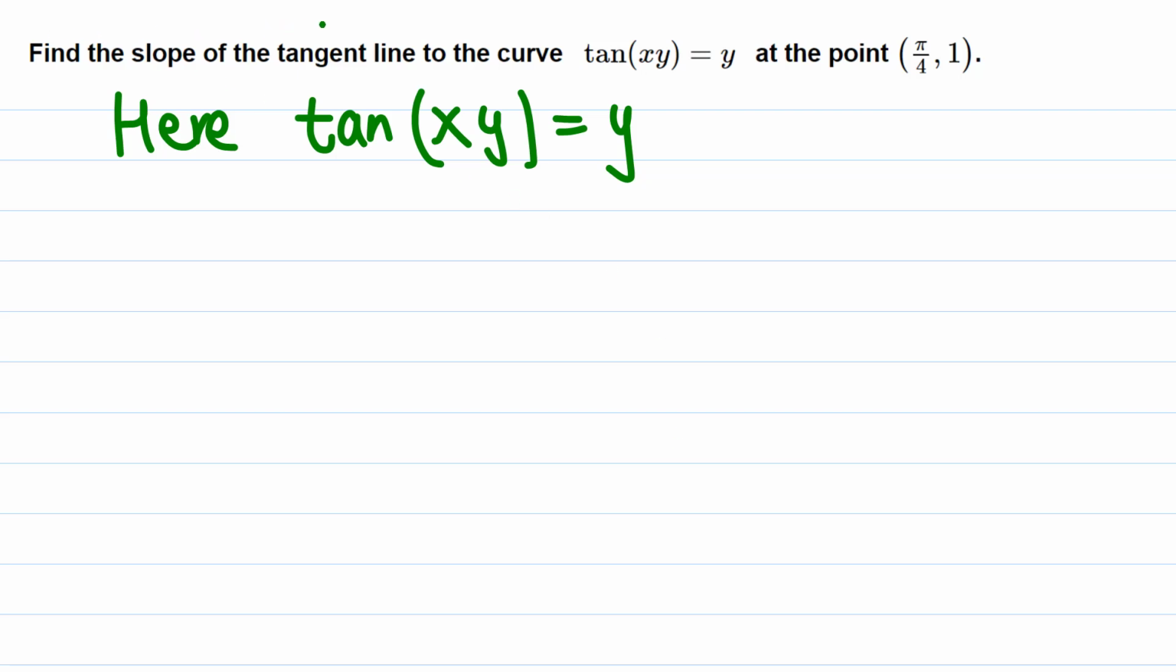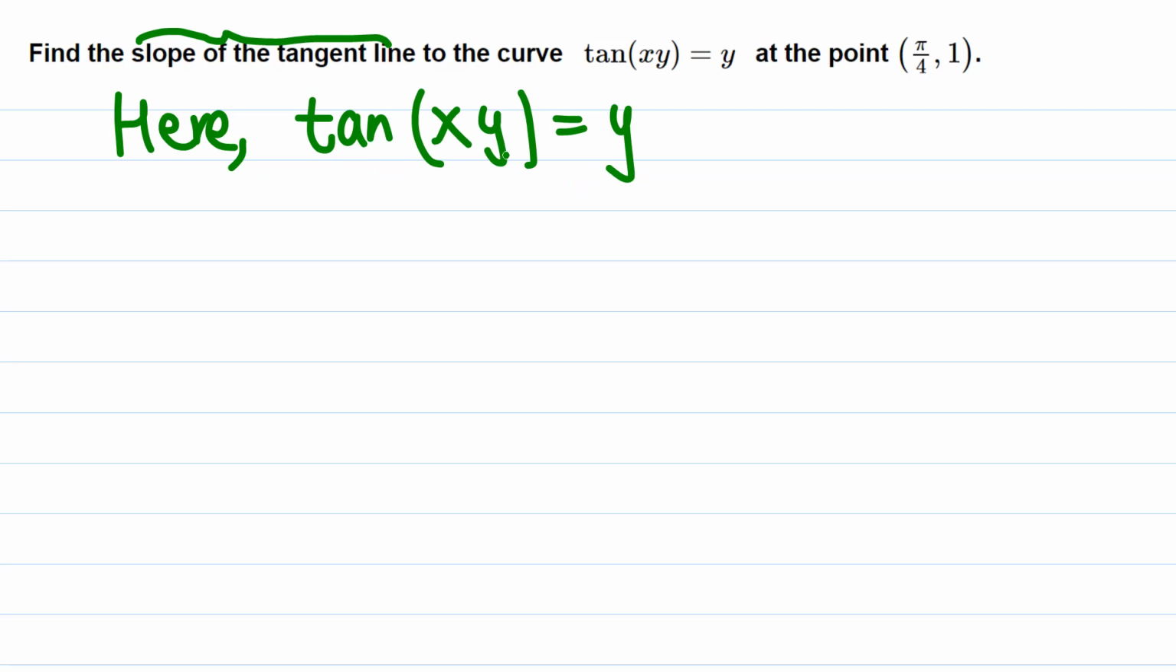Find the slope of the tangent line to the curve. So we got a curve here at the point (x, y) = (pi over 4, 1). So we got the curve tangent of xy equals y. And we know that slope of tangent line means derivative. And we are supposed to evaluate the derivative at this point. So let's find the derivative.